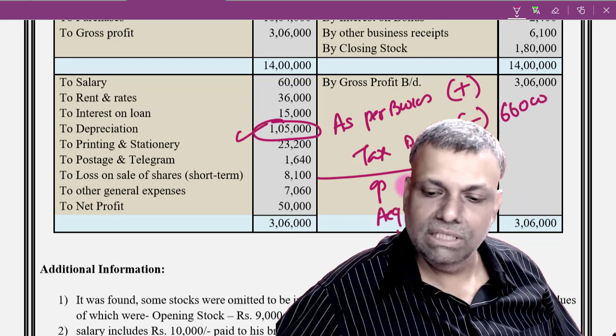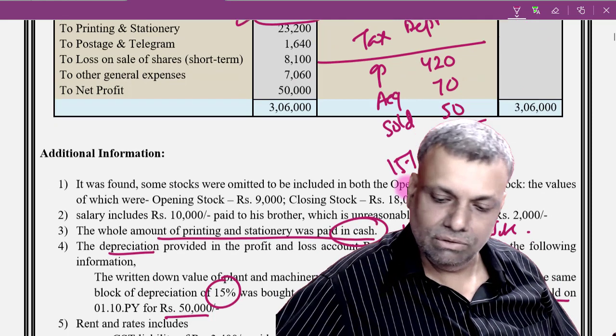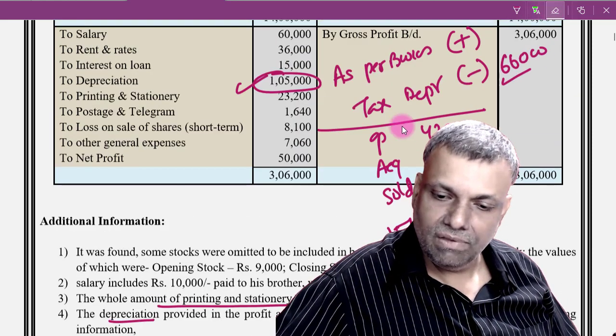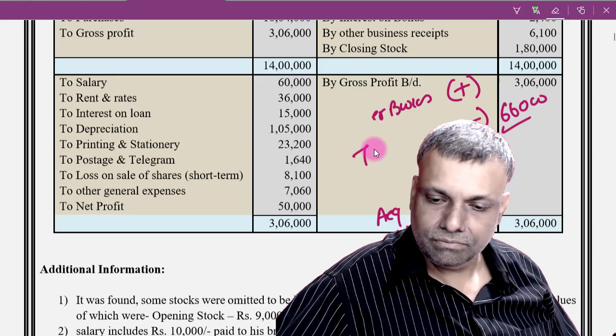So add book depreciation less the tax depreciation. Okay, update the answer. Okay, let me erase this now.